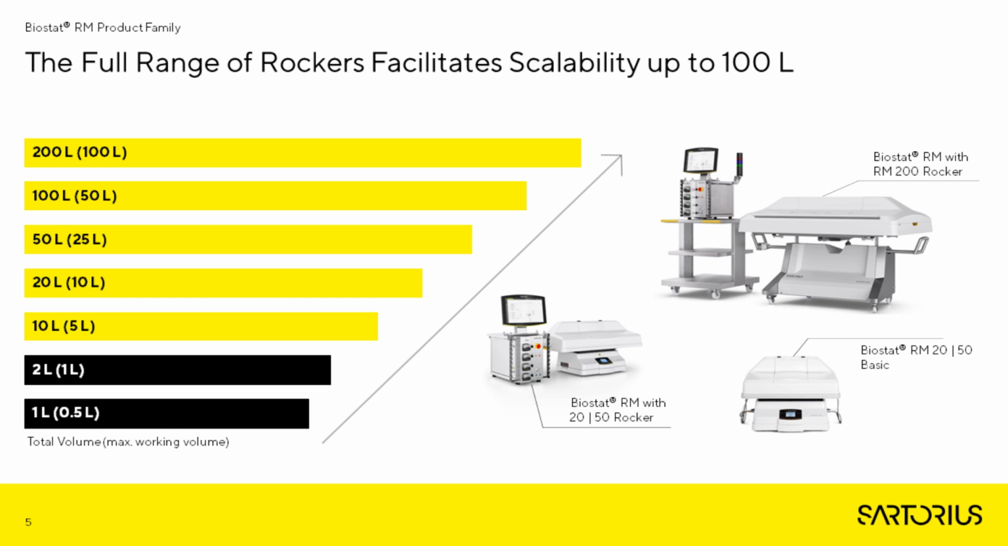The system, as displayed here, is available in 3 different options: either the basic RM 20/50, which comes without a control tower, or the RM 200, which can handle liquids or cell culture media up to 100 liter as a working volume, or the smaller brother, the Biostat RM 20/50, up to 25 liter of working volume. So as you can see here, you can start very low with 500 milliliters to establish processes, but you can also go large scale up to 100 liter of working volumes.